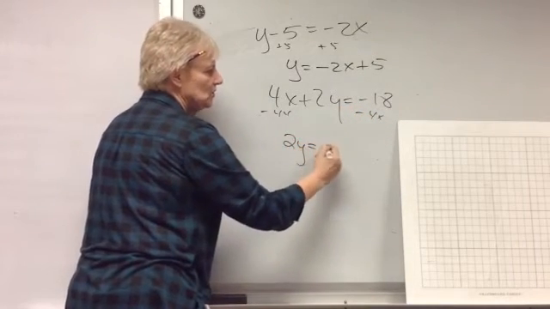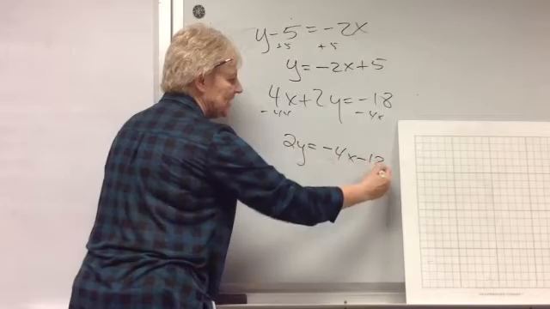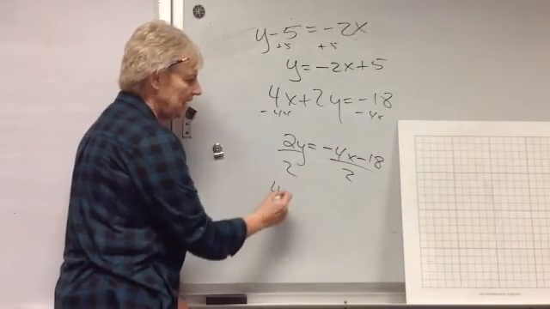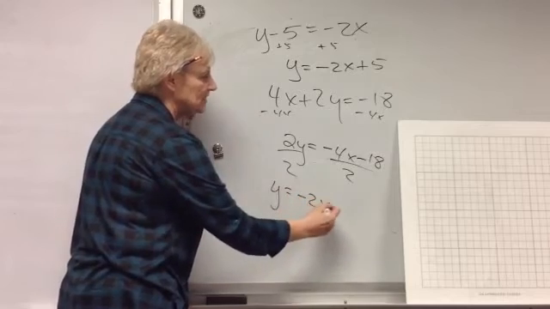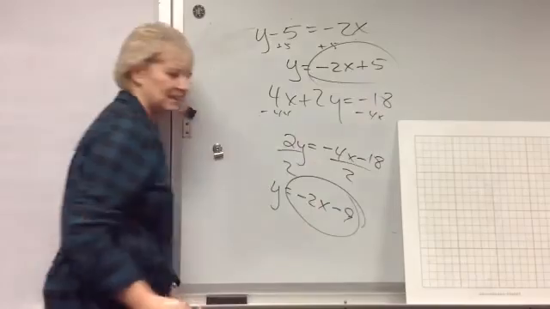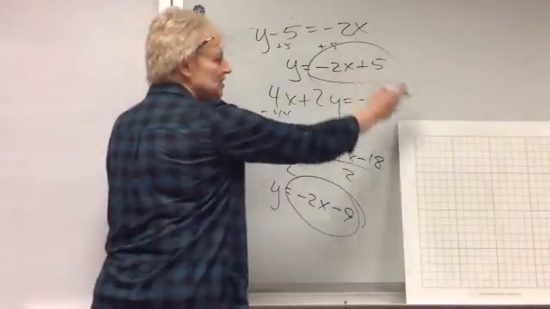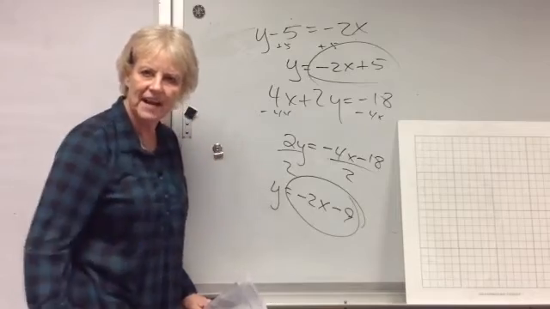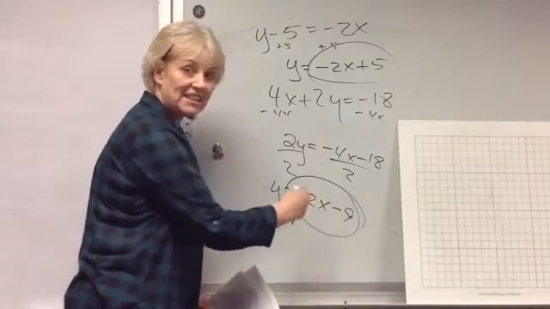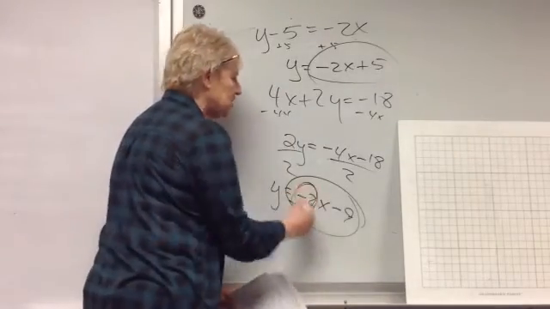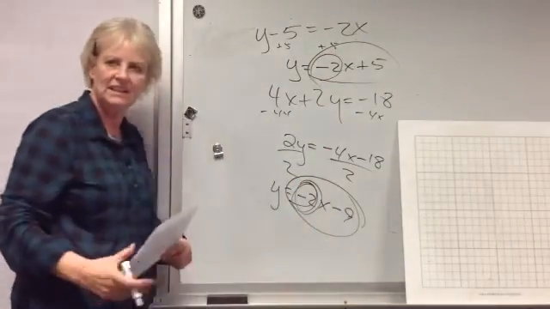2y equals negative 4x minus 18. Divide everything by 2. Y equals negative 2x minus 9. So these are the two we're comparing. This one starts at 5 and climbs at the same rate. Down 2, right 1, down 2, right 1. This one starts at negative 9 and goes down. They're never going to run into each other because they're climbing at the same rate.